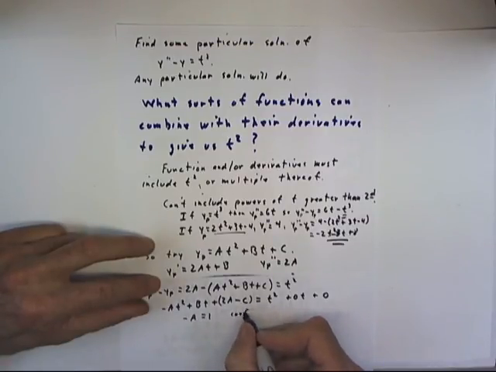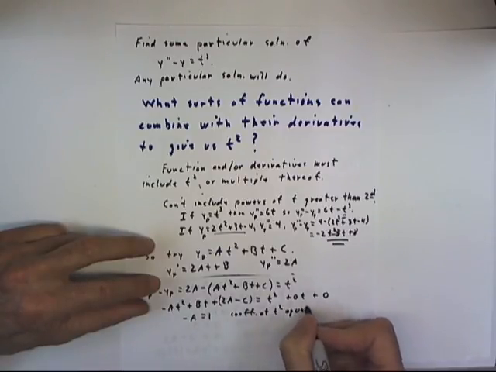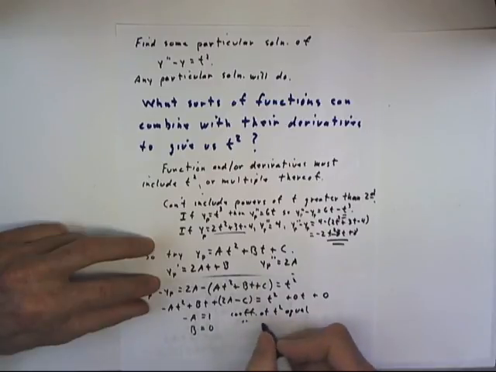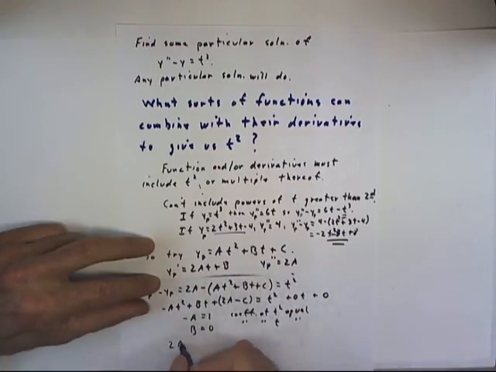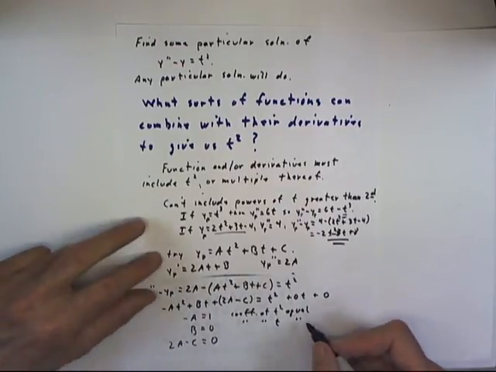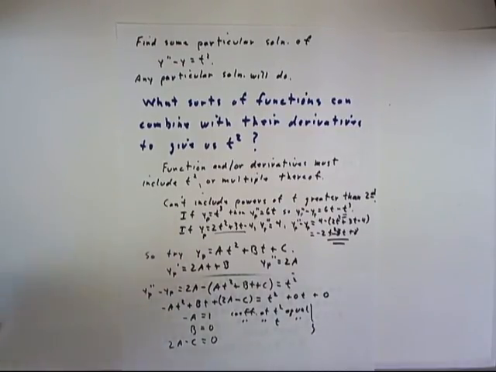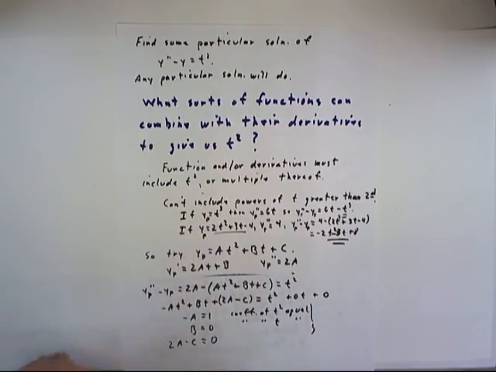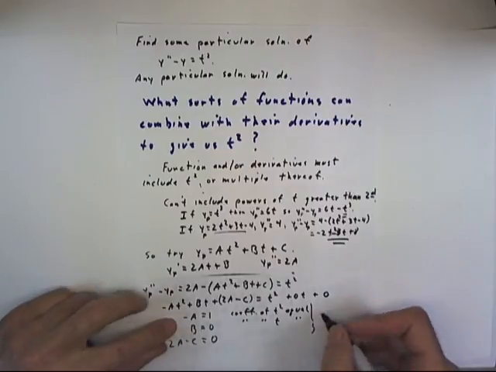That's setting the coefficients of t squared equal. And b has to equal 0. That means the coefficients of t have to be equal. And our constant terms have to be equal. So 2a minus c has to equal 0. This is 3 equations and 3 unknowns. And the solution to this system of 3 equations is quite simple. The value of a has to be negative 1.